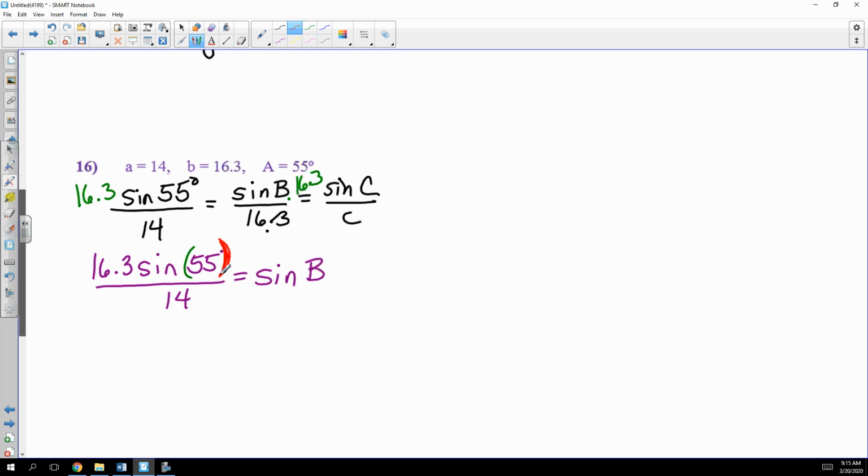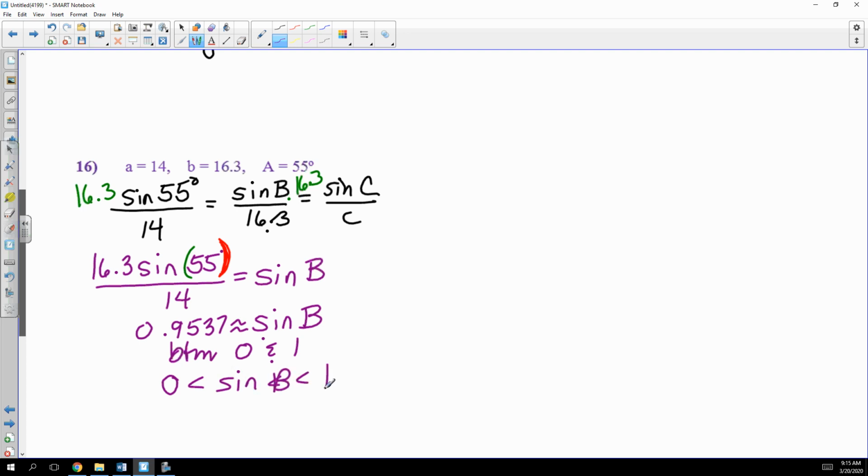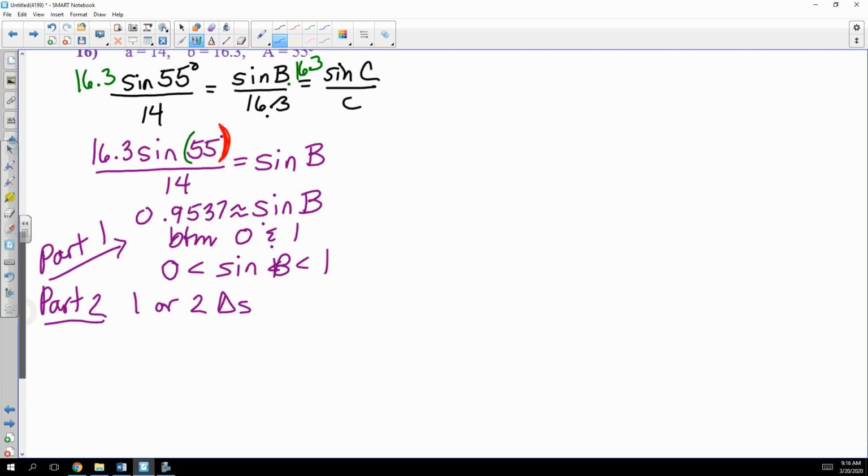More than anything else, you're more likely to make calculator mistakes on these types of problems. So the sine of B is approximately 0.9537. This is between 0 and 1, right? So looking at that table, you should have 1 or 2 triangles. Now we're going to have to go about trying to solve a little bit. This was part 1, the calculating of sine of B up here. And then part 3, we're going to have to figure out the value of the angle.